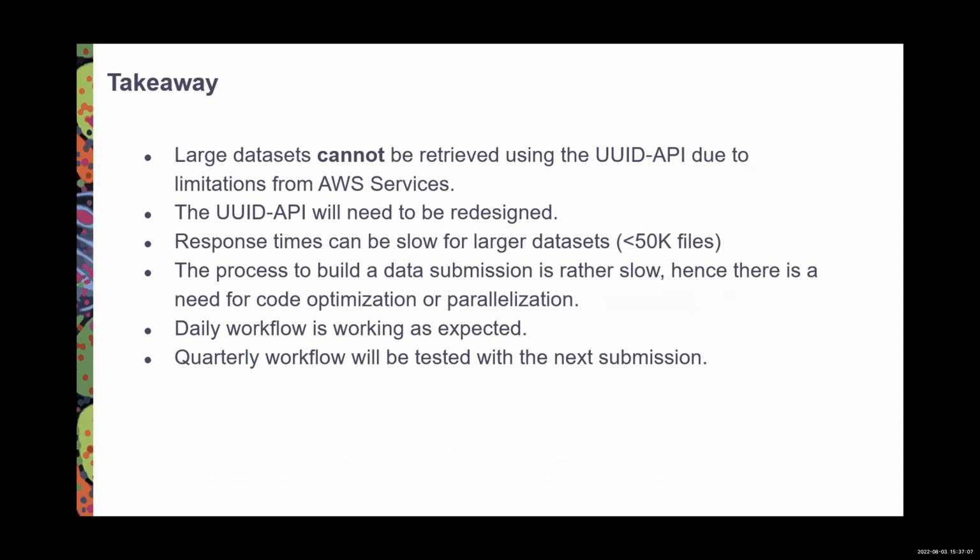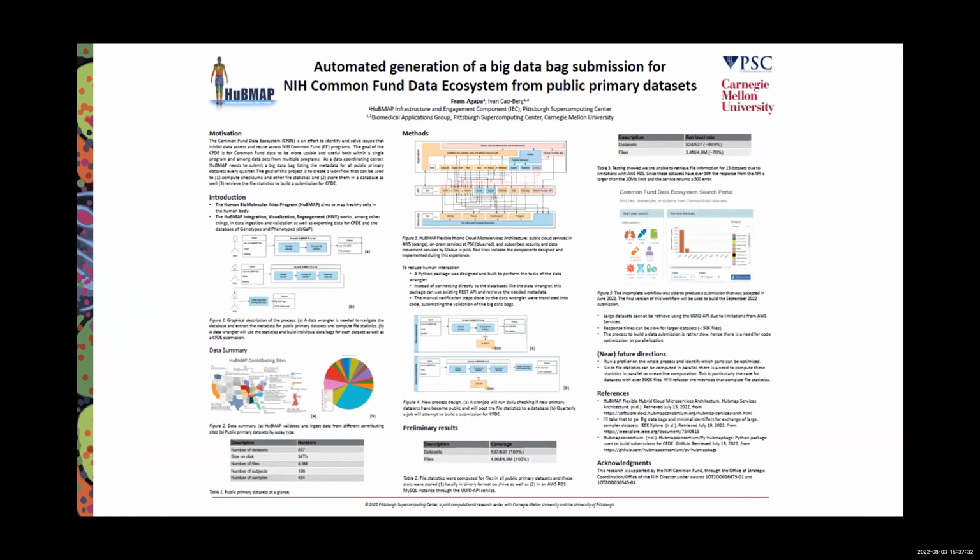The takeaway, something that I learned and challenges that I noticed, is that with the larger data sets that we receive, there is a high probability that not all the data sets can be retrieved, and the process and the response can be slower. That's why the system needs to be optimized to make it work more efficiently and faster. This is the finalized poster.